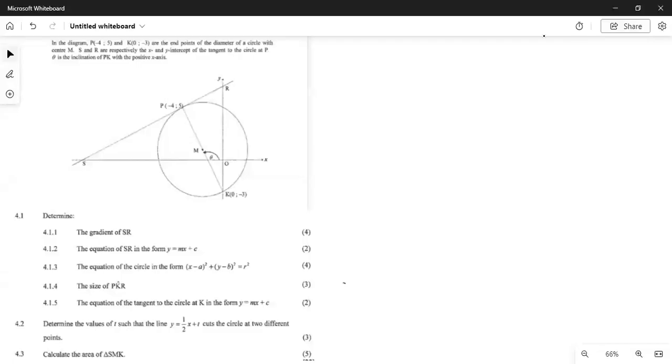Question 4.2 wants us to determine the values of p such that the line y equals 1/2x + t cuts the circle at two different points. So if we can remember, we have two lines that have that gradient. We have the line that passes through K.